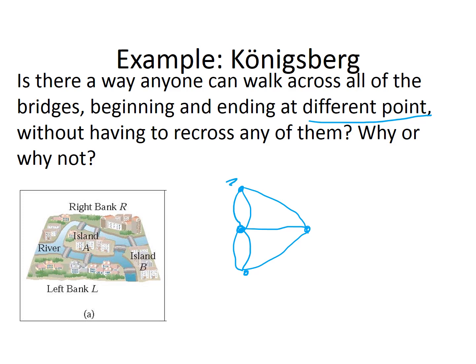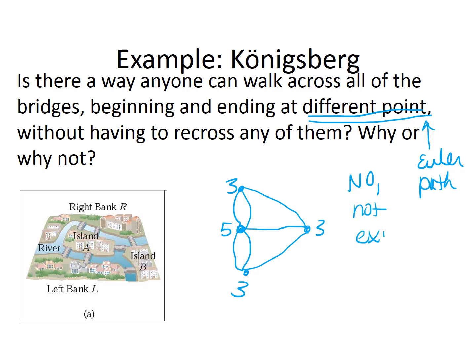All right, this had degree 3, this has degree 5, this has degree 3, and this has degree 3. And the answer, again, if we want ending at different points, that means Euler path. And to have an Euler path, there has to be exactly 2 odd vertices. So no, not exactly two odd vertices.